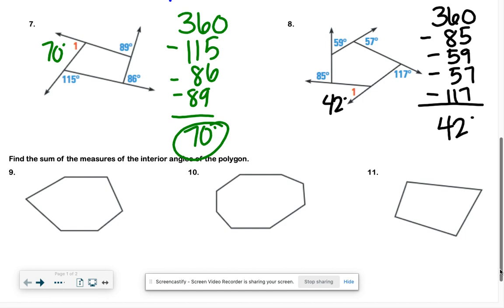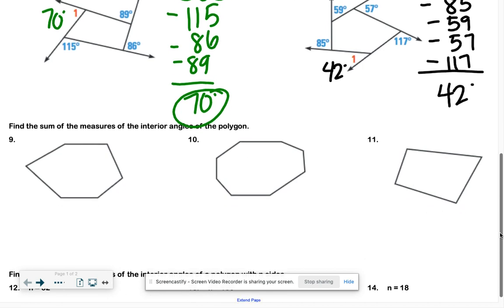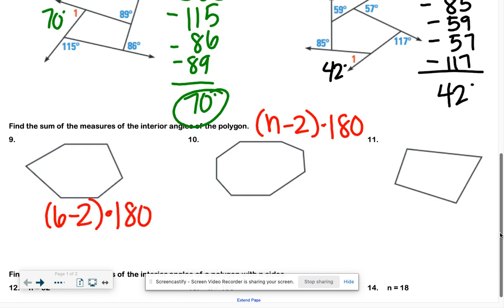We'll do one more, then I'll let you loose. So on these last 6 on the front page, you're using the same formula. We're looking for what all the angles inside the polygon add to, so the sum. So we're just plugging into this formula here. On number 9, how many sides do we have? 6. So we're gonna plug in 6 minus 2 times 180. 720.